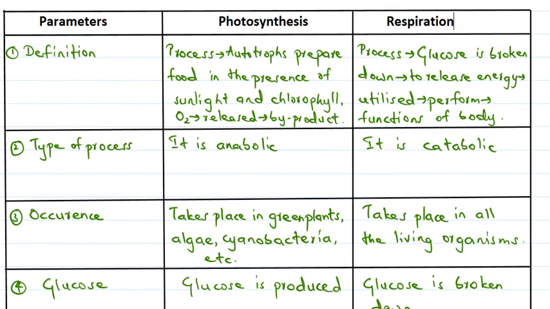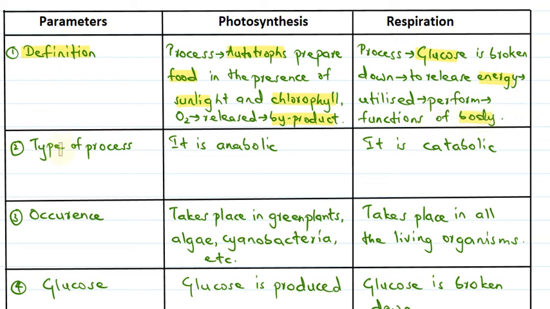Now let's quickly revise the things that we have studied. We saw that photosynthesis and respiration differ from each other. The first parameter on which we differentiated these two processes was definition. Photosynthesis is a process where autotrophs prepare their own food in the presence of sunlight and chlorophyll, and here the food is produced in the form of glucose, and oxygen is released as a byproduct. Whereas respiration is a process where glucose is broken down to release energy, and this energy is further utilized by our body for performing various functions of the body.